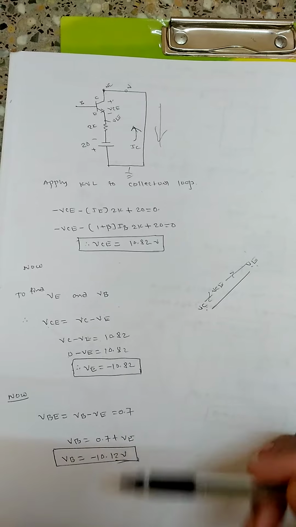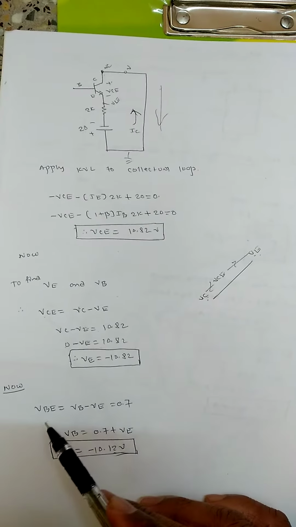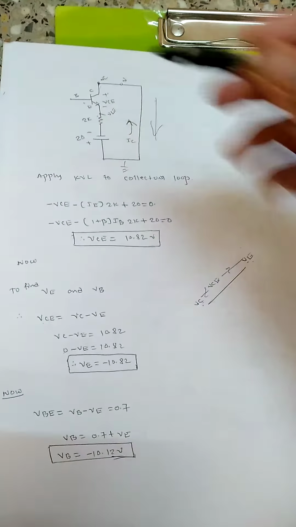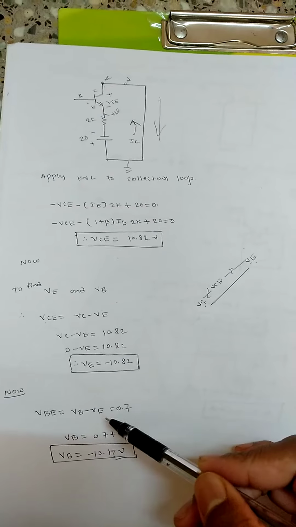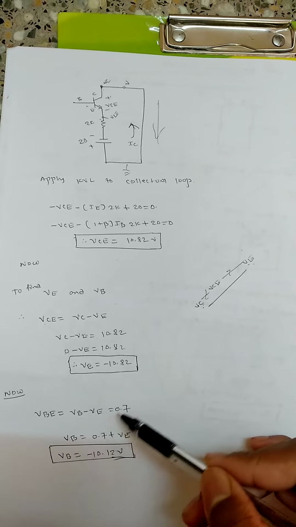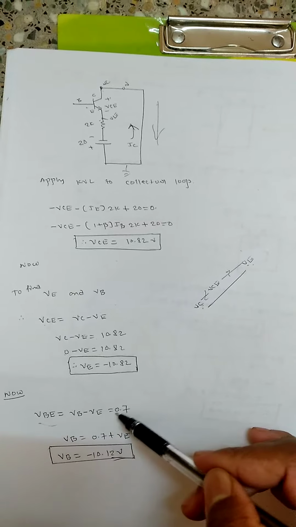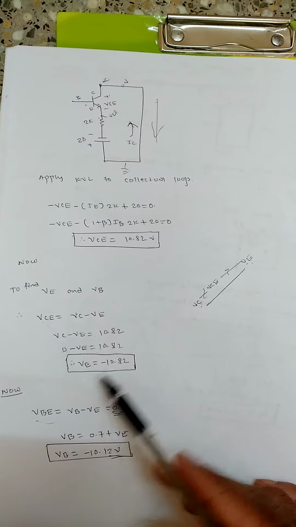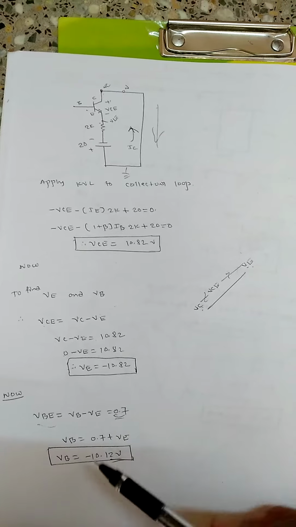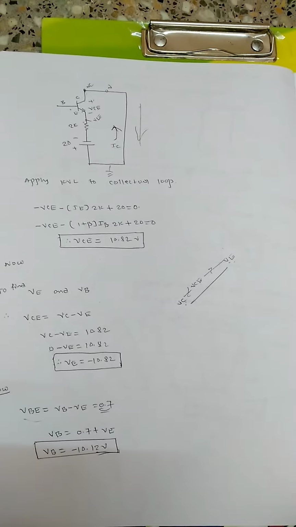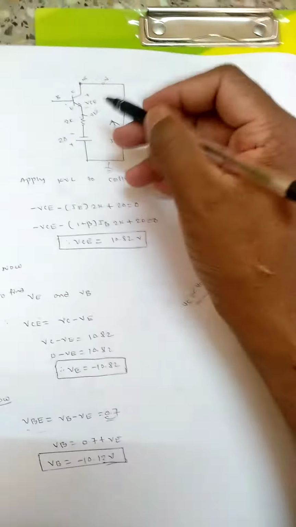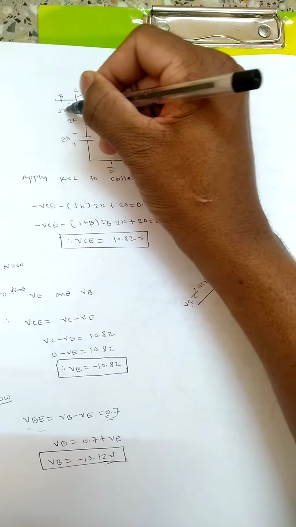Now again we need VB. To find VB, we know the relation VBE, that is base and emitter voltage, equal to VB minus VE. So VB equal to, VBE is the standard value 0.7 volt, so 0.7 plus VE, where VE is minus 10.82. So when you add them, we'll be getting minus 10.12 volt as the base voltage. So that is the voltage at this point.